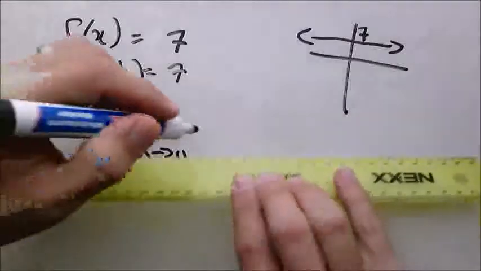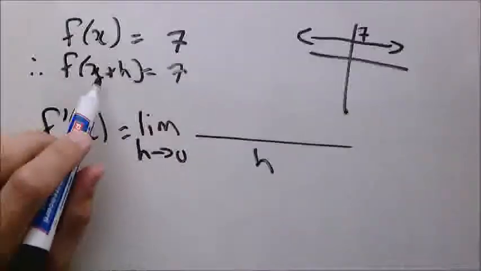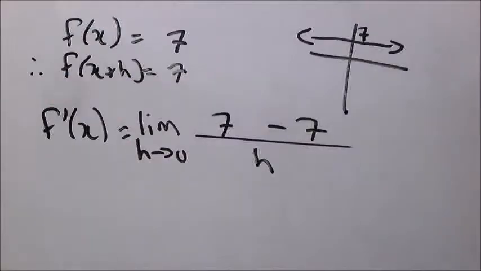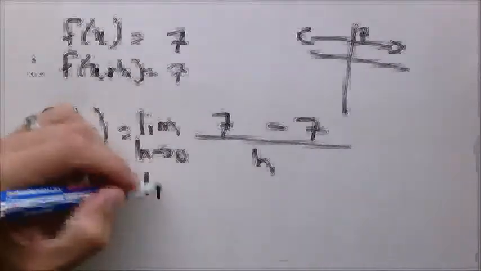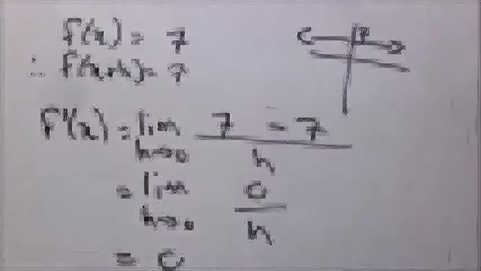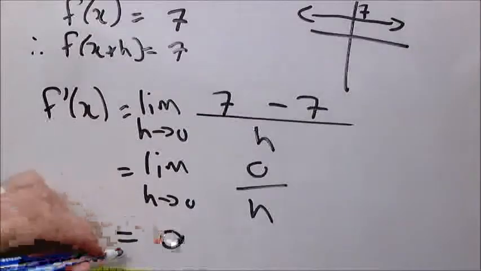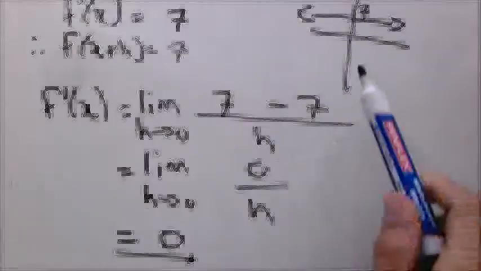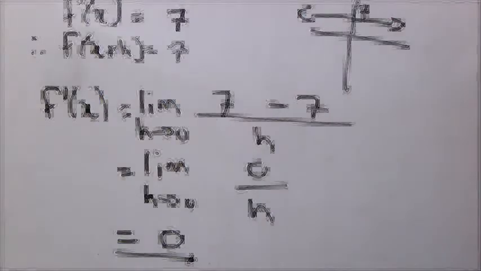With our definition, this then means that f(x + h) is 7 minus f(x), which is 7. So this will be equal to 0 divided by h, which is equal to 0. And you can clearly see that, as we know instinctively, the gradient is 0.